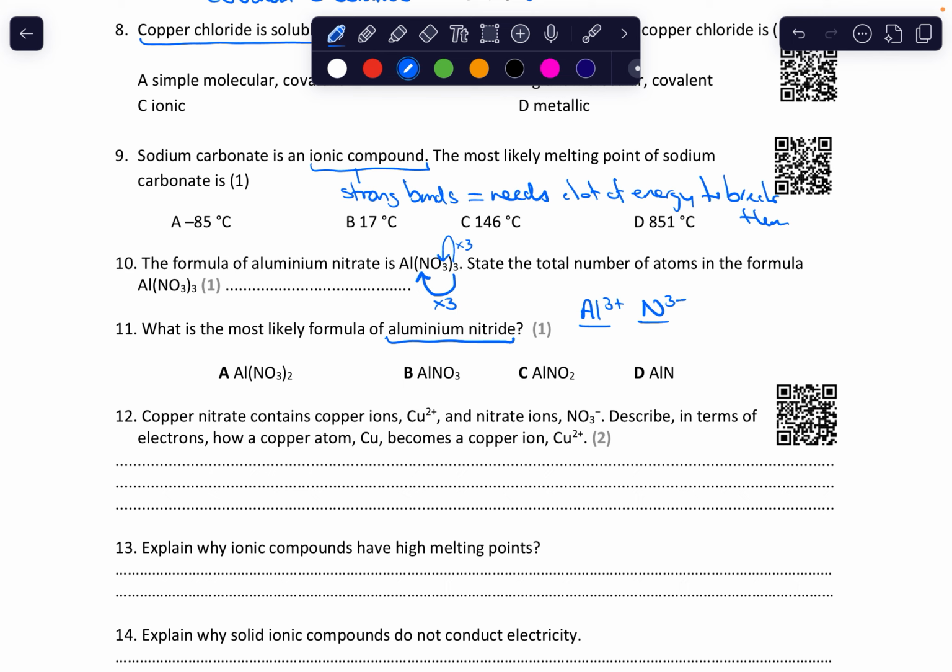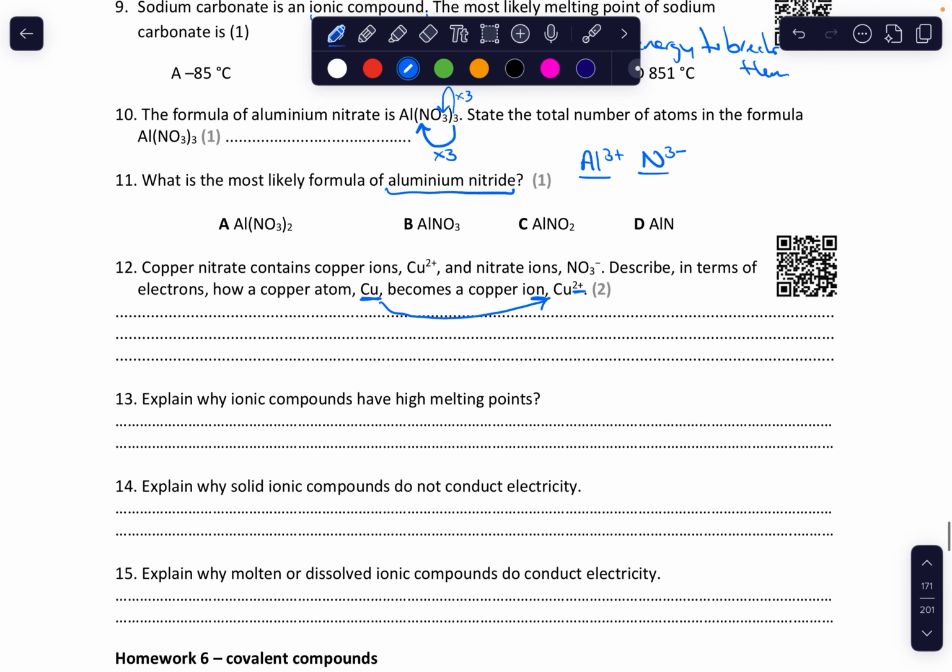Copper nitrate contains copper ions. Describe how copper ions become copper(II) ions. So here all we're trying to describe is how something with no charge becomes positive. And you become positive by losing electrons. And because it is 2+, have a think about how many electrons that must have lost.